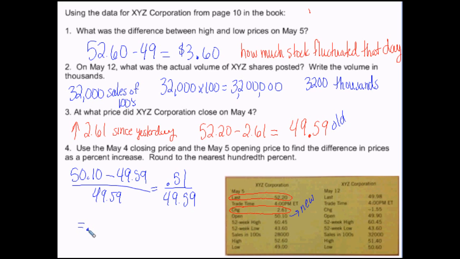And that's going to give me 0.0102, or sorry, 0.28. We're going to round to the nearest hundredth of a percent, so I need to move this 2 places over for my percent. And this is tenths, hundredths, so I'm rounding to the 2. So it's going to give me 1.03%. So that's how much that stock increased overnight, 1.03%.